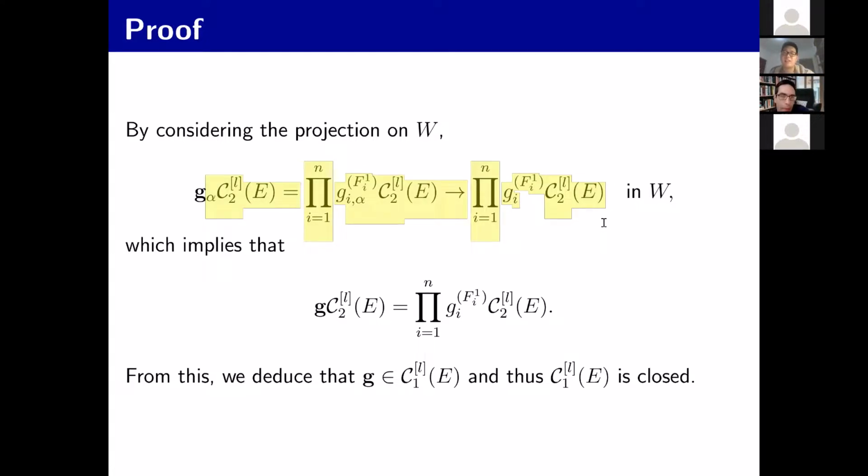As W is an abelian group, from this we can also see that W is a closed subspace, so we get this. And from this, we can show that G belongs to C1. This shows that C1 is a closed set. Okay.